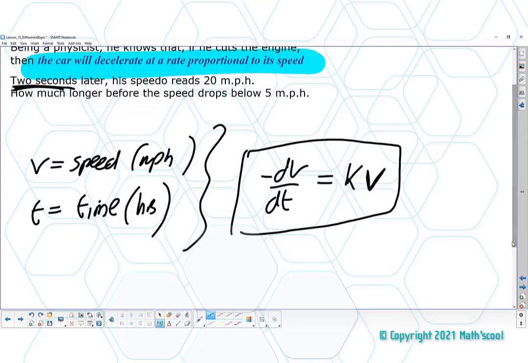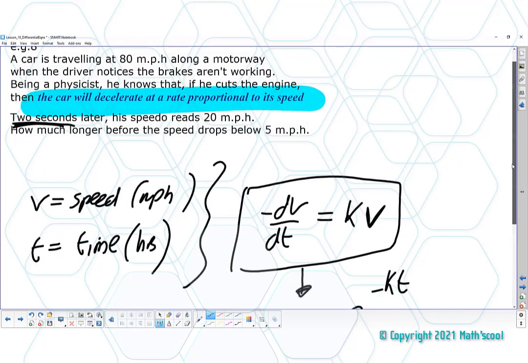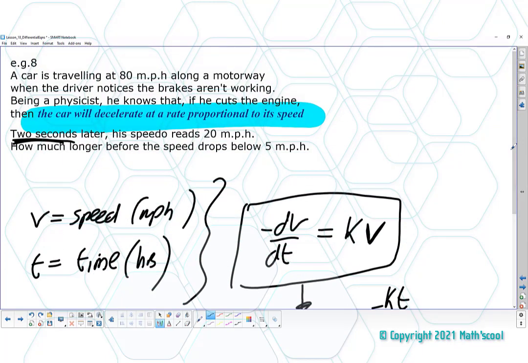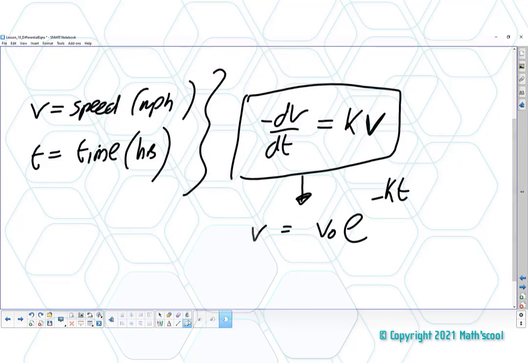It's the standard exponential decay equation. So I'm going to skip the working and go straight to V equals V naught e to the minus kt, where V naught is his initial speed. I know that he was going at 80 miles an hour, so I'm going to put in 80 as his initial velocity.